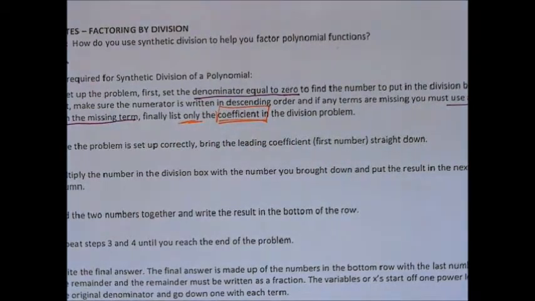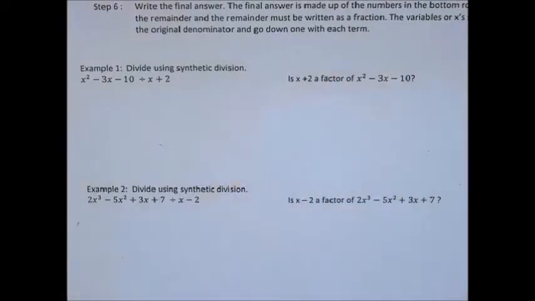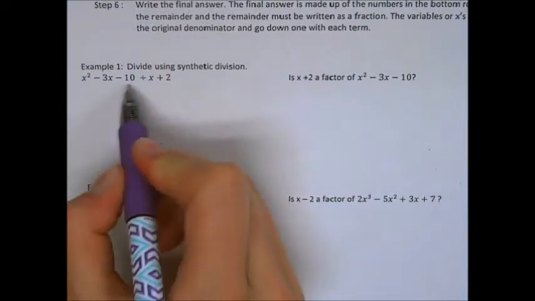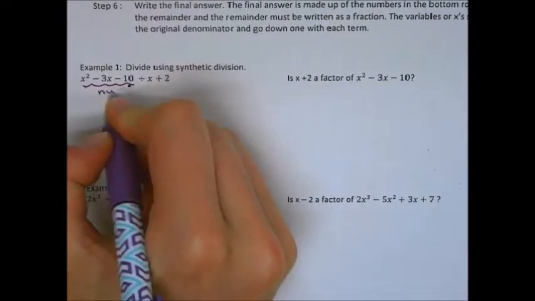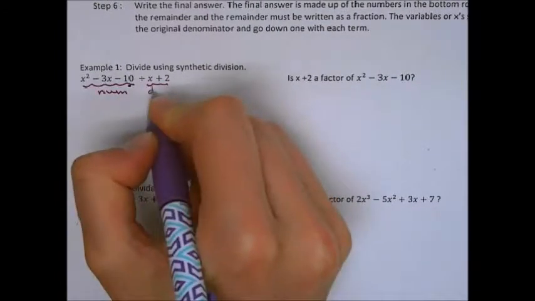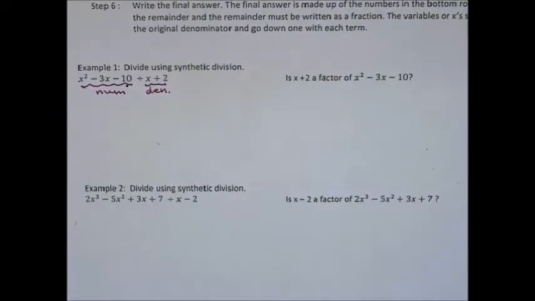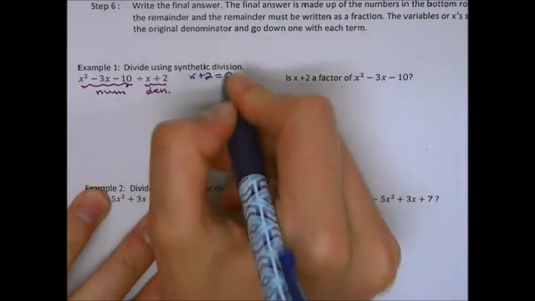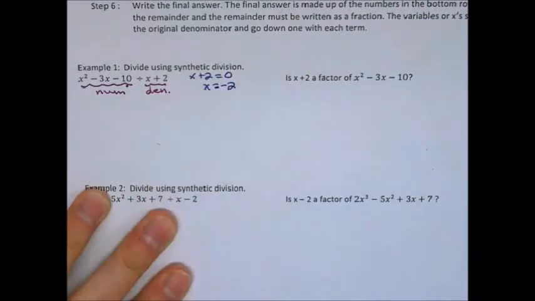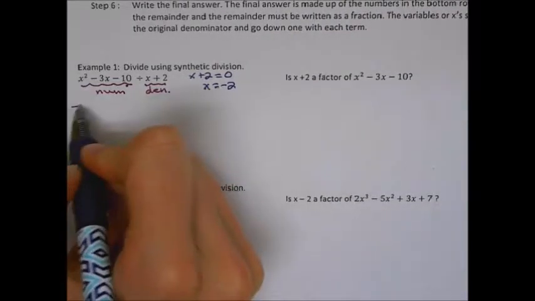Let's look at number 1 and see what these words mean. So first of all, we have x squared minus 3x minus 10 divided by x plus 2. So this piece is our numerator, and this piece is our denominator. Reading through step 1, first set the denominator equal to 0. So let's do that. x plus 2 equals 0. x equals negative 2. And this is the number we're putting in a division box. So we're going to put it like that.